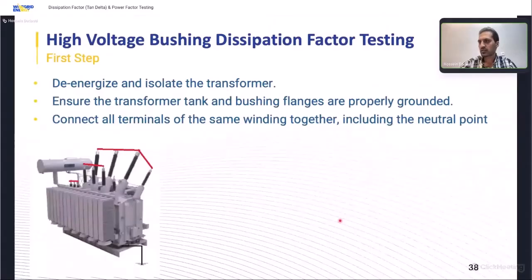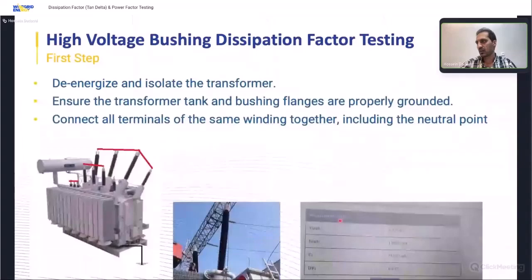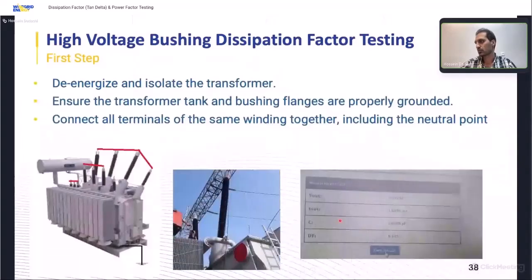Before starting the test, we need to de-energize and isolate the transformer. We should be sure that the transformer tank and bushing flanges are properly grounded, and we should connect all terminals of the same winding together, including the neutral point. I've seen that some guys say, okay, if you want to measure tan delta of the bushings when it is installed in a transformer, it's not required to short circuit it to other bushings.